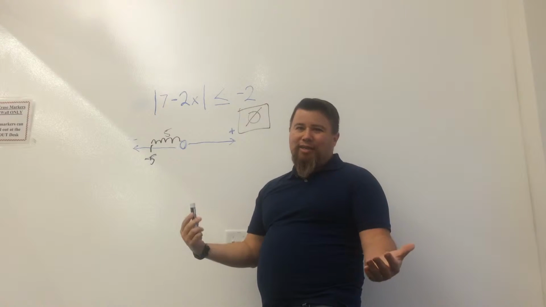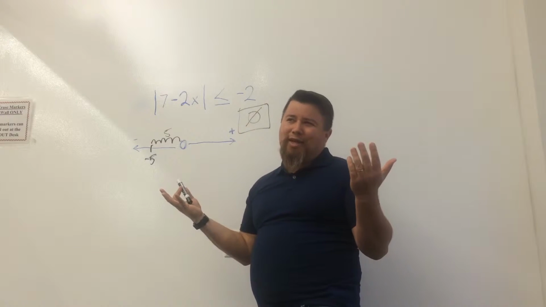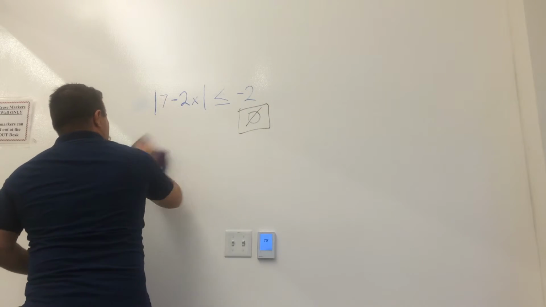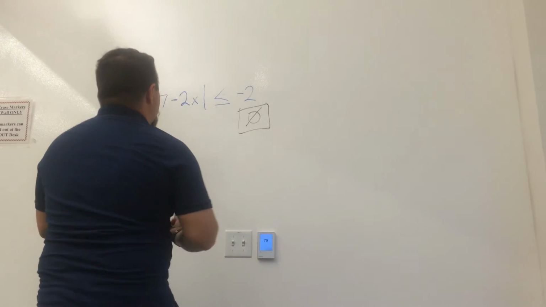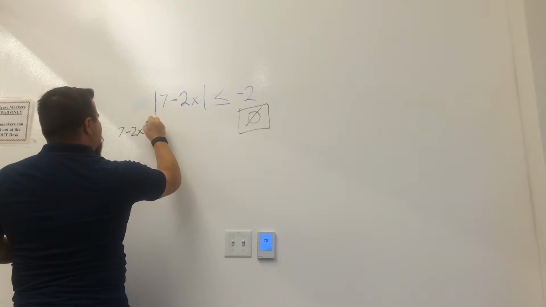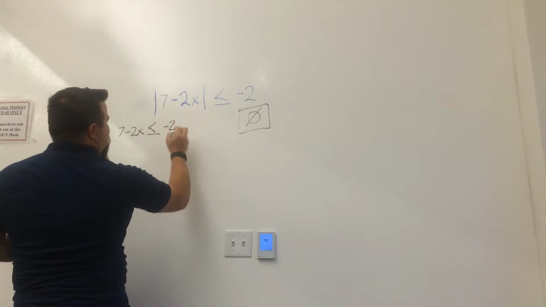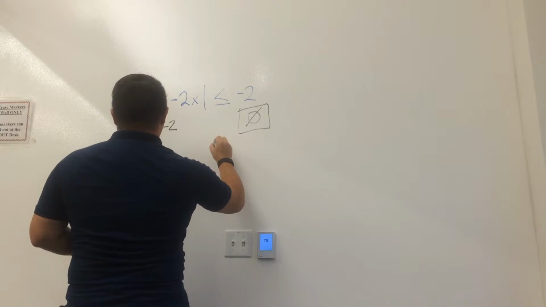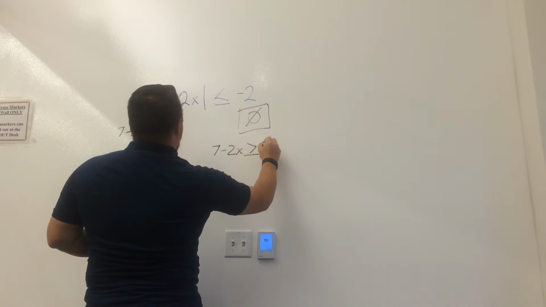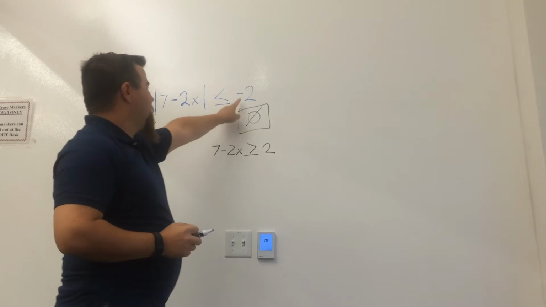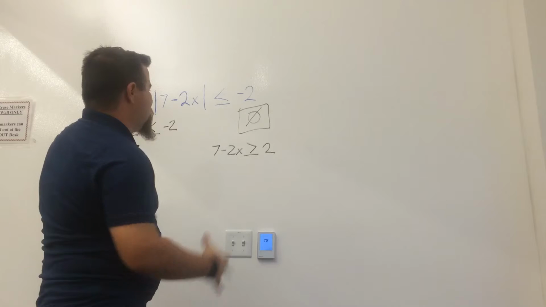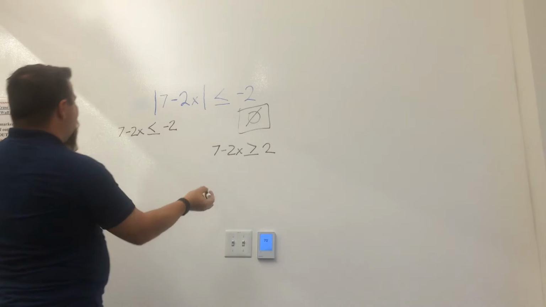But if we did want to go the long way around and find out that there's no answer, then like for any other problem, we would take 7 minus 2x is less than or equal to negative 2, and then we would also have 7 minus 2x is greater than or equal to positive 2, because when we switch the sign, we want to switch the less than or greater than sign as well, so that it's the opposite direction that it is in the original problem.